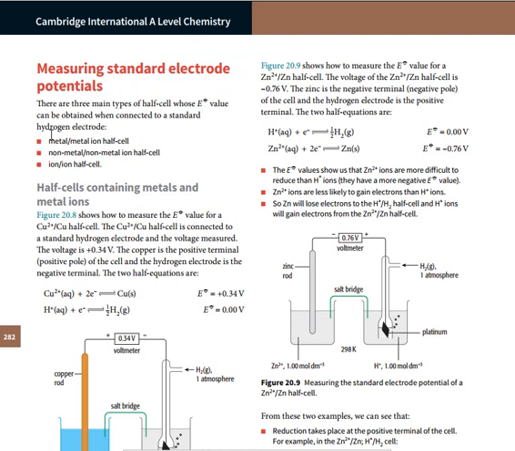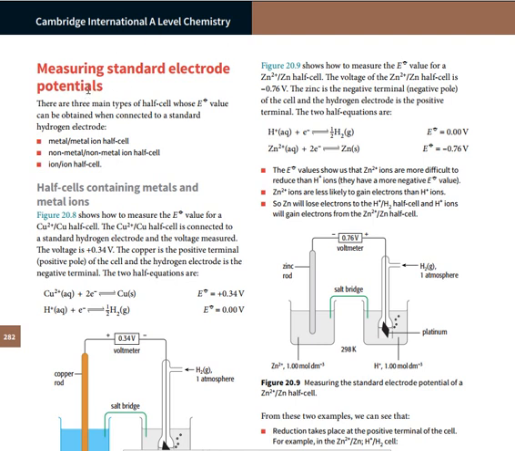Now if you use a constant temperature of the medium of 25 degrees Celsius or 298 kelvins, at a pressure of 1 atmosphere, a solution concentration of 1 mole per dm cube, and a platinum electrode, then you are going to have a standard electrode potential. So what is the standard electrode potential?